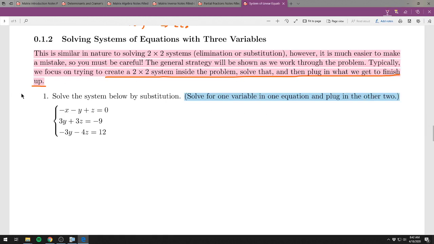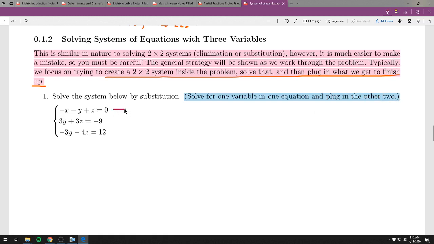Right. So here I have the first one. We want to solve the system by substitution, just so I can show you doing one of those. And what I have highlighted here, we want to make sure what you do is you solve for one variable in one equation like the substitution method, but you have to plug in the other 2. Okay, you must plug in the other 2, otherwise you didn't really do much.